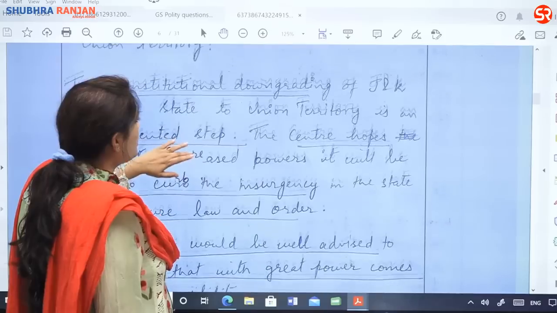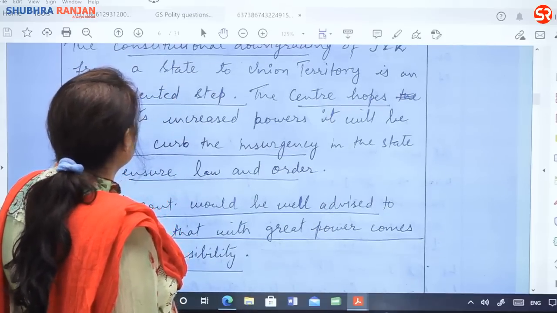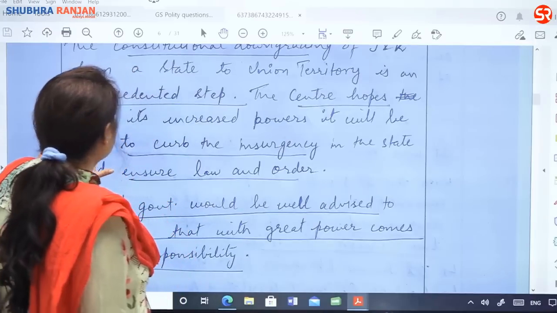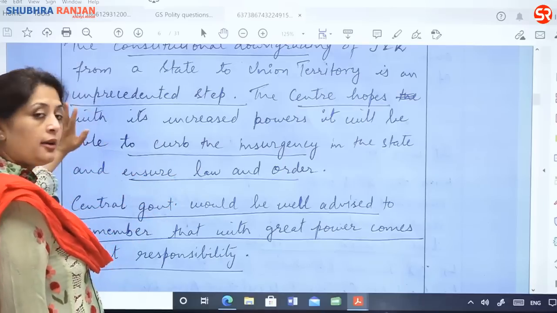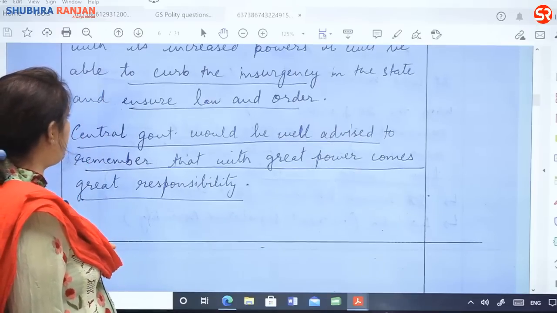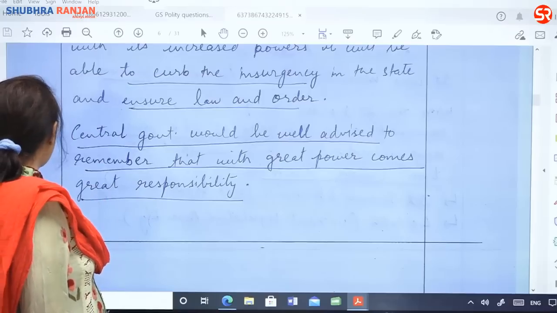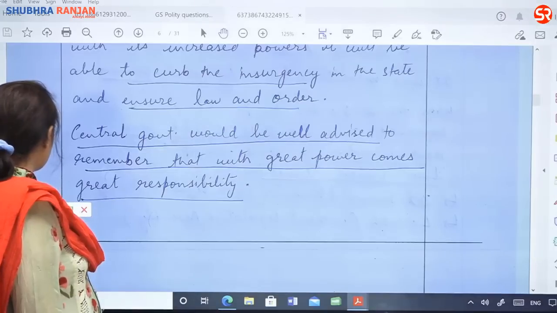Fine. The constitutional downgrading of JK from a state to UT is unprecedented. That's a good answer. The center hopes that with its increased power it will be able to curb the insurgency. Fine, okay. Central government would be well advised to remember that with great power comes great responsibility. So I think this statement is unnecessary.